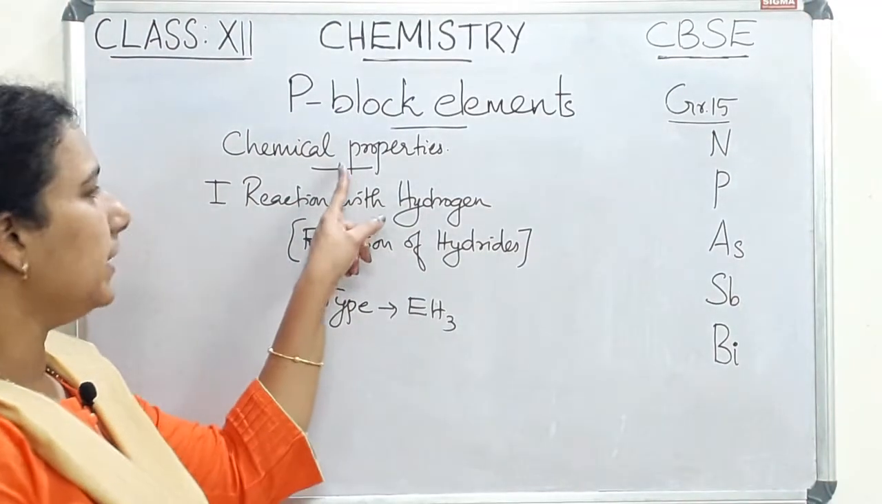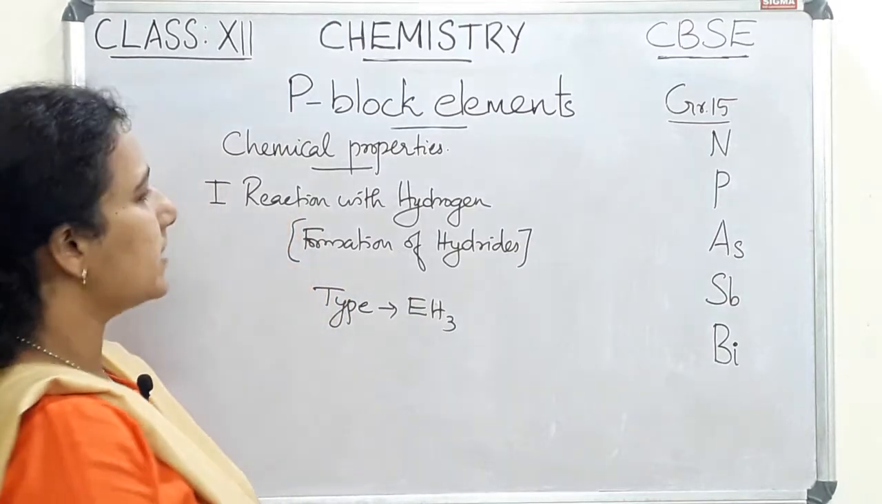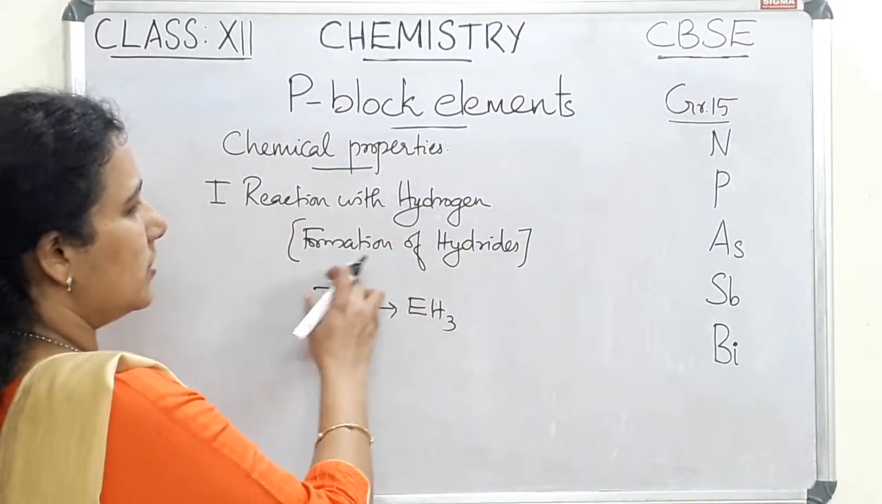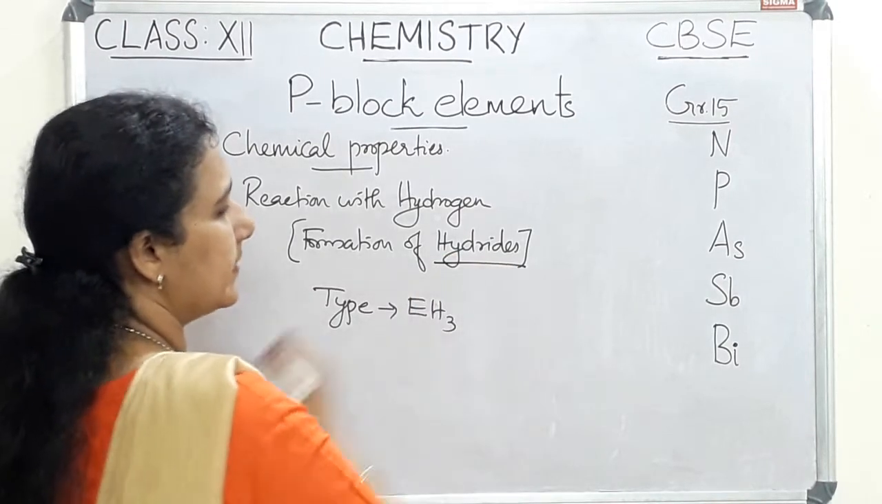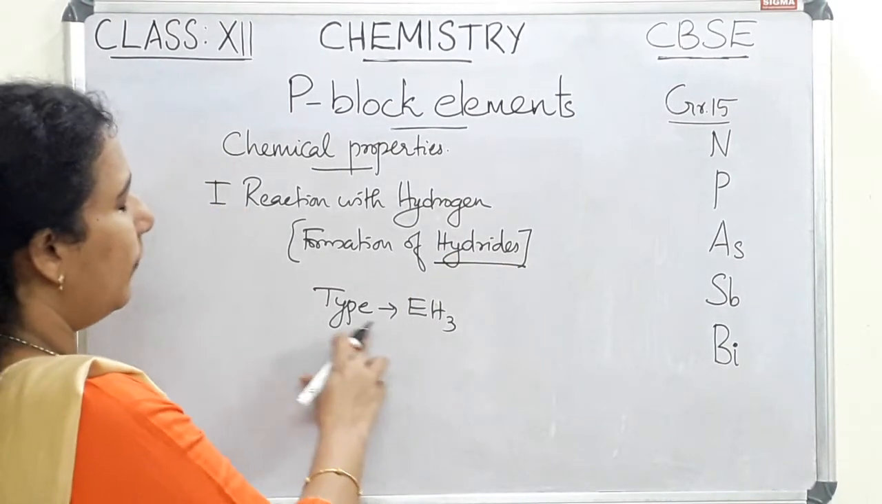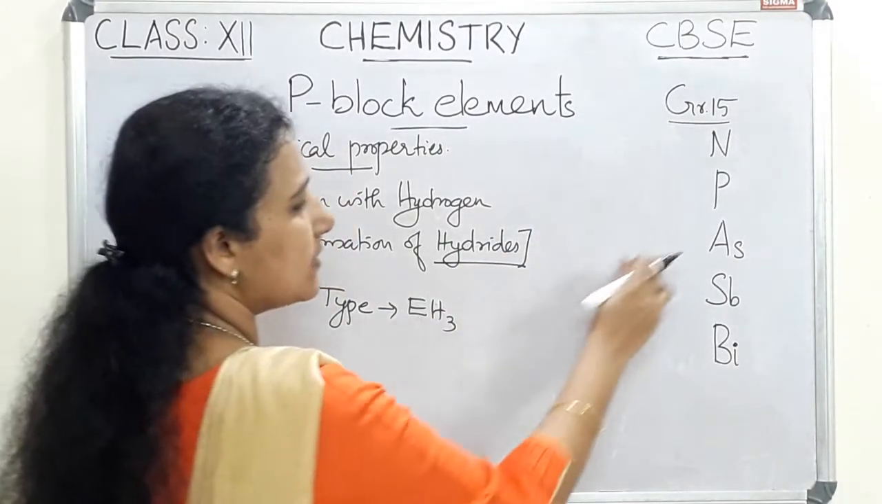Let us learn the chemical properties of group 15 elements. So the first property is reaction with hydrogen. When group 15 elements react with hydrogen, they form hydrides of the type EH3. EH3 means, so E represents all these elements.